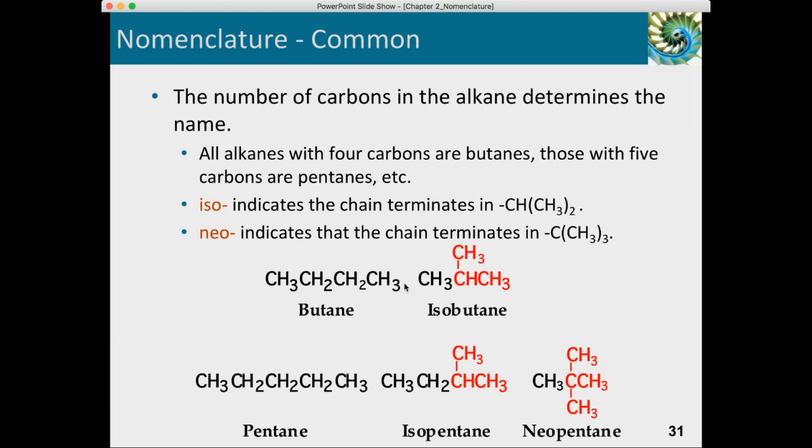So this is butane. Here we have an ending in the iso because the total number is 4. This is isobutane. Pentane, ending in iso because it has 5 carbons, isopentane. Ending in a tertiary carbon with 3 methyl groups, that's neo. Total of 5 carbons, neopentane. So these are common names that you guys have to know.